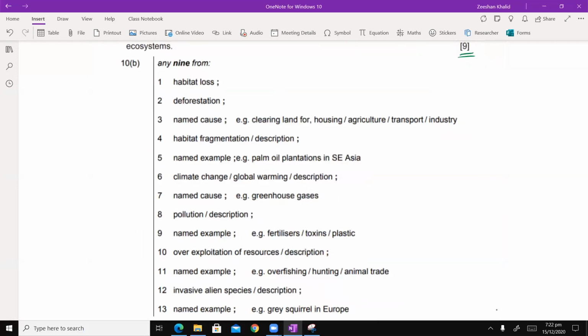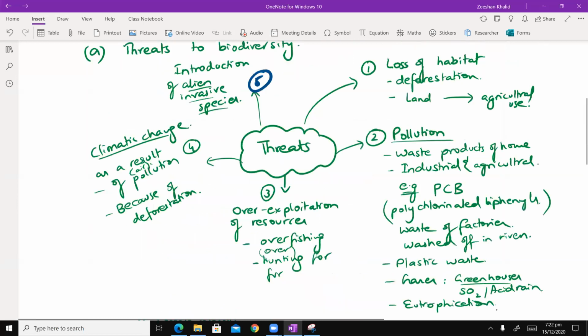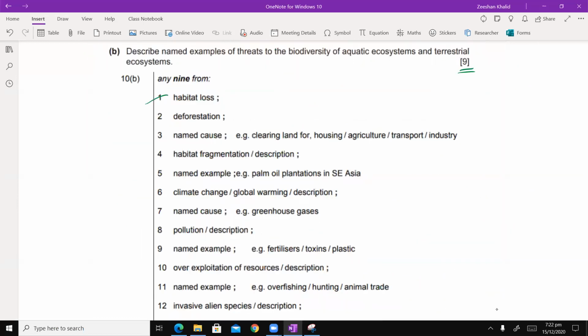So number 1, habitat loss. I think that's the first thing that we talked about, loss of habitat. Of course, the classical example of that is deforestation. Just mentioning a sub-point in habitat loss is worth further marks. They gave a named cause of deforestation, for example, clearing land for housing, agriculture, transport, or industry.